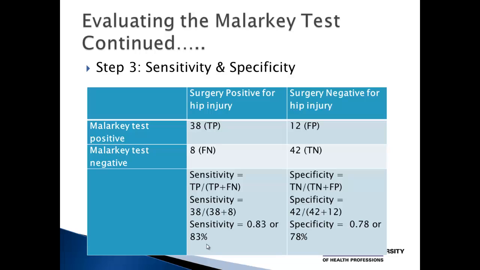Now specificity, on the other hand, gives us an idea of the rate of true negatives and designates the ability of the Malarkey test to correctly diagnose patients without the hip injury. So as we look at the specificity formula, we can see it's again a ratio, the number of true negatives divided by the number of true negatives plus false positives. So we had 42 true negatives, we had 12 false positives. We do the arithmetic, and again we get a ratio here, and we can convert that to a percent, and so we have a specificity of 78%.